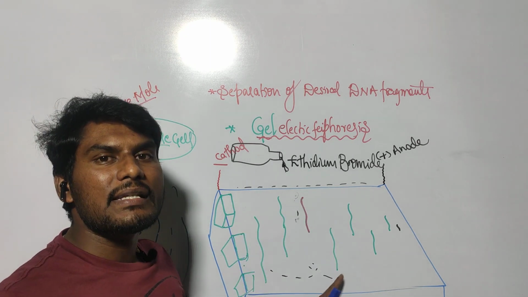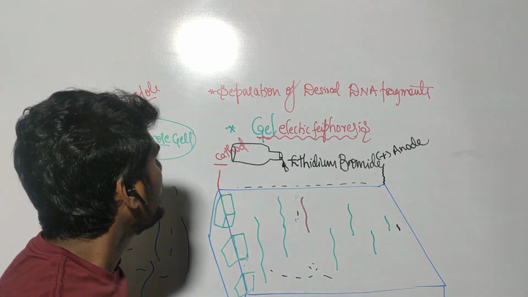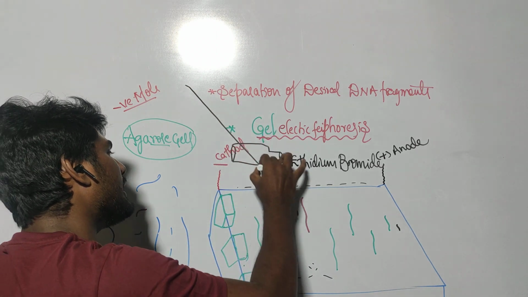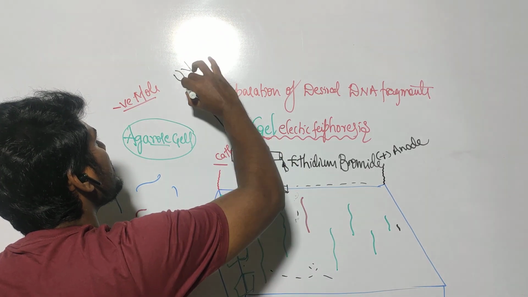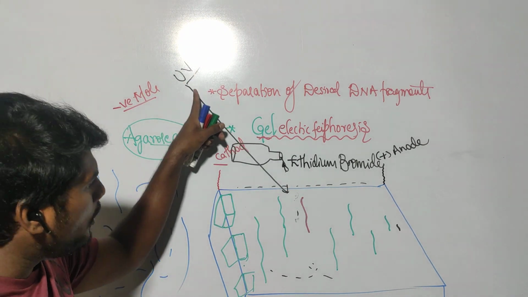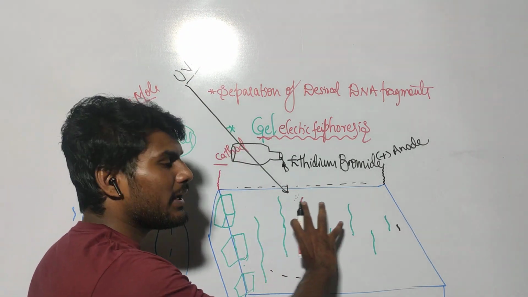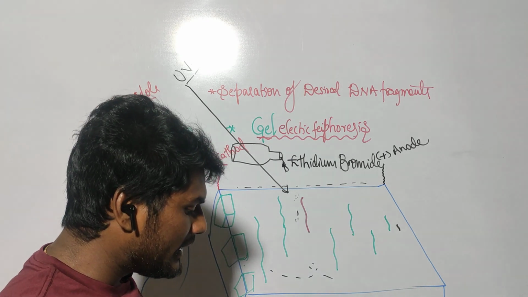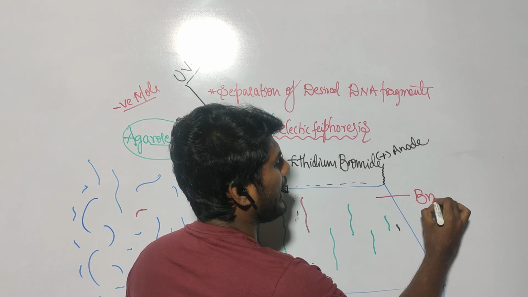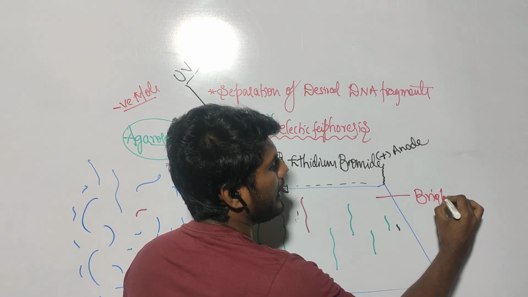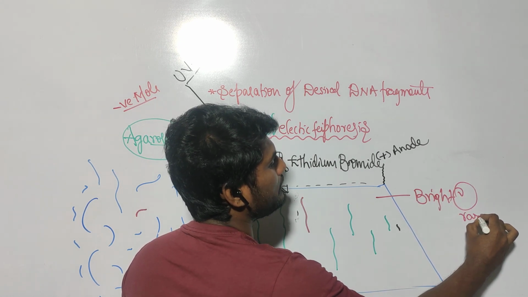After adding this ethidium bromide chemical, you have to pass the UV rays. Whenever you allow the UV rays, all the DNA fragments are appearing in color. What color means? Bright orange colored bands.